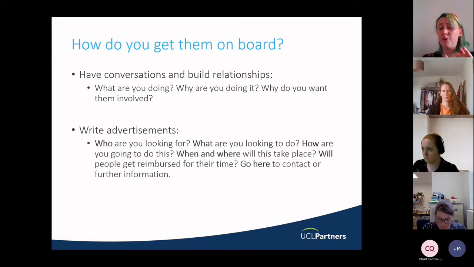So do make sure, if you can, putting in some sort of cover for reimbursement and making sure that's up front in the advert. And then a call to action here. So an action for the people who have read that advert, of who they email if they've got questions or want to sign up, or a web page that might have an FAQ if they're interested.